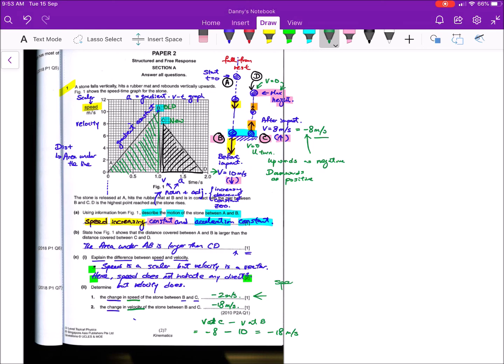This one will be speed. Let's write it properly: speed at C minus speed at B. Speed is always positive. So that's how you get it. Sorry, this one should be 8.